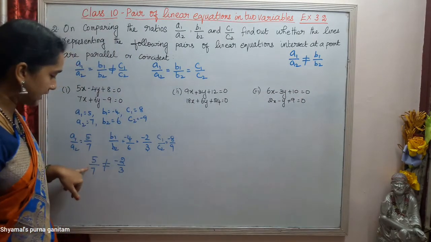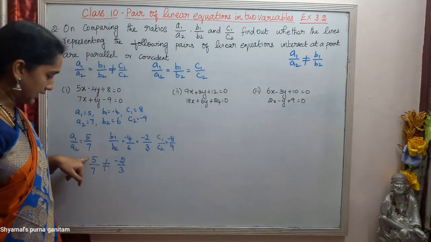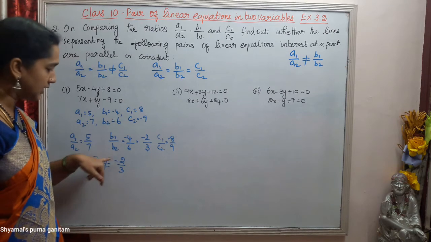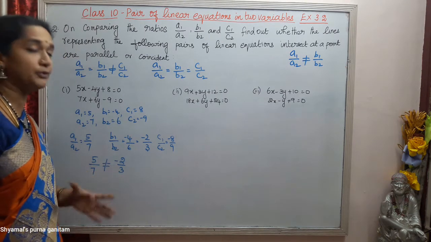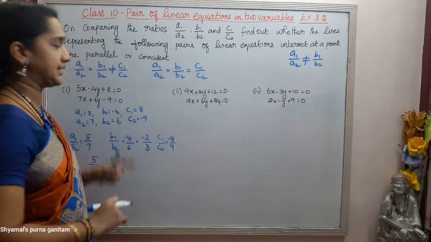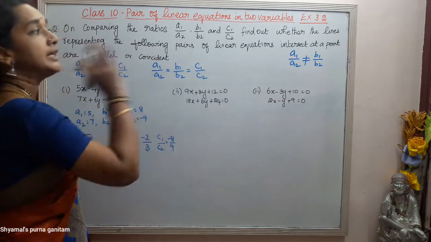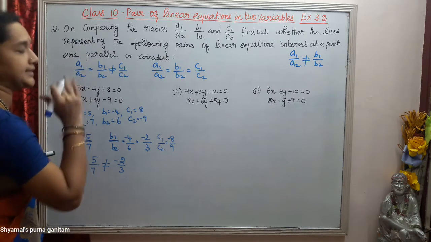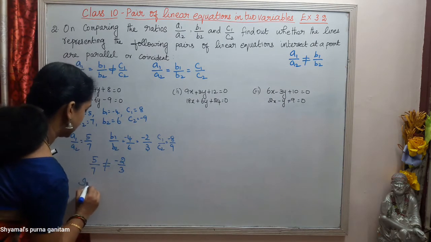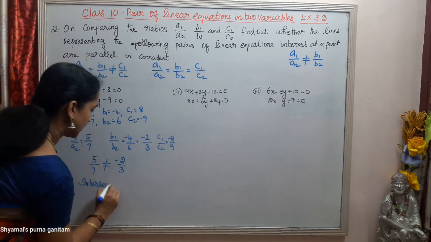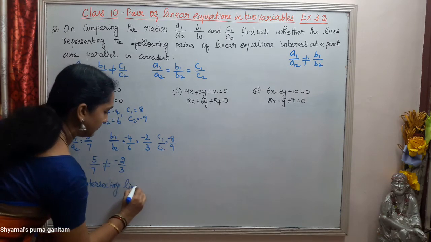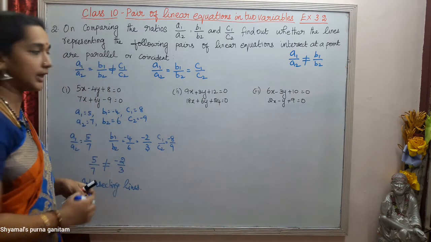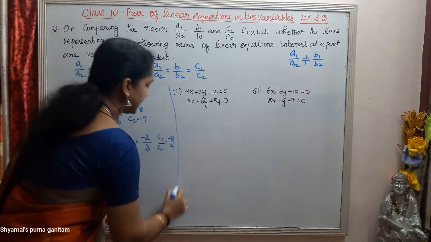So this itself is not equal. Therefore the given pair of lines intersect at a point. The given pair of lines are intersecting lines. Now we will check the second one.